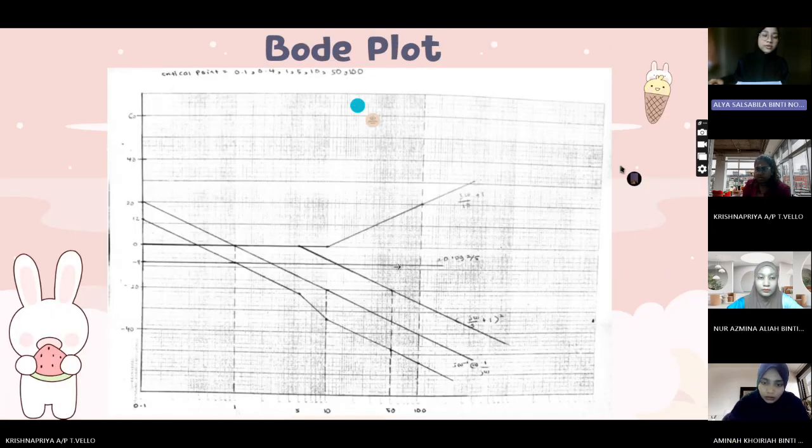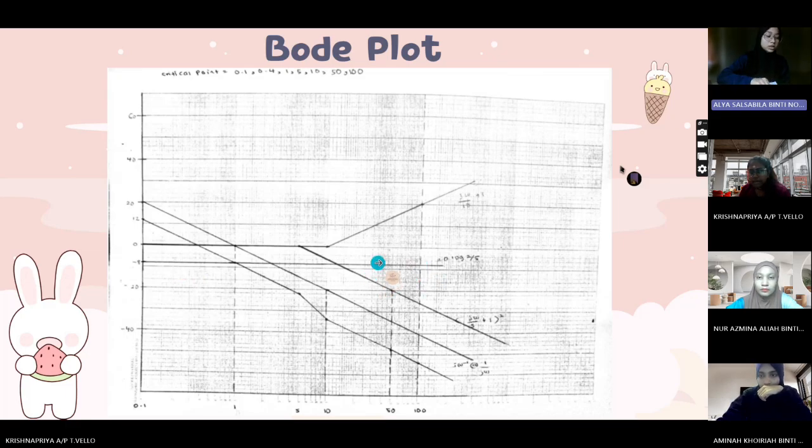This is the graph for the Bode plot from our transfer function. To draw this Bode plot, we have 2 over 5 as a gain. So to start, we need to use the formula 20 log 2 over 5 as a gain for this graph. 20 log 2 over 5, we will get negative 8. So we need to draw a straight line at negative 8 dB. So this is the line.